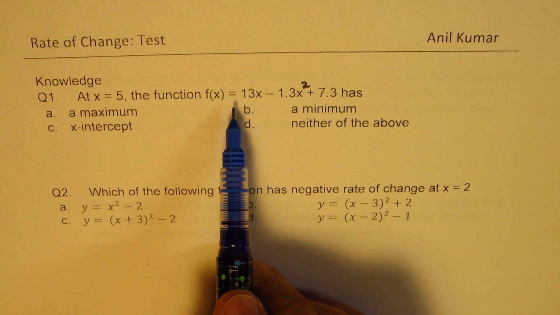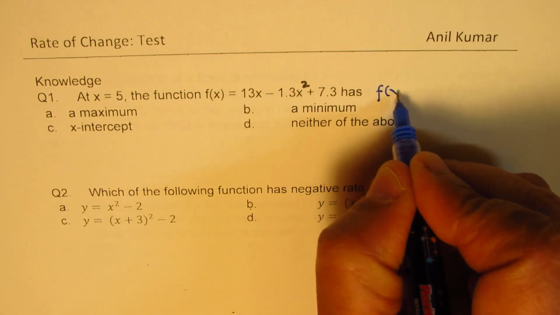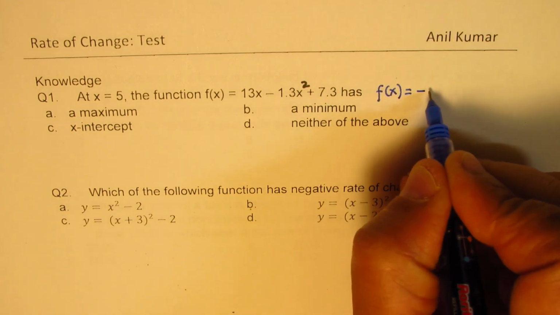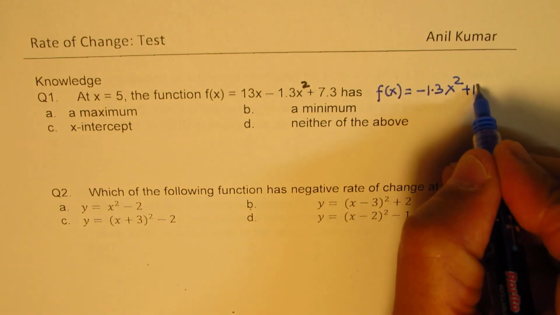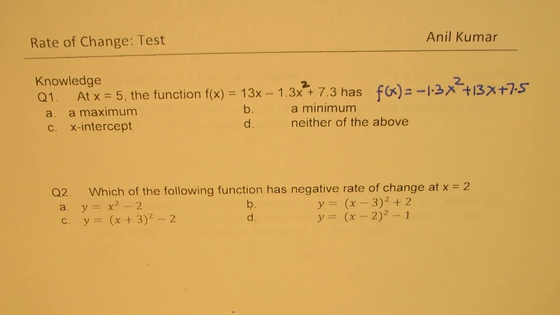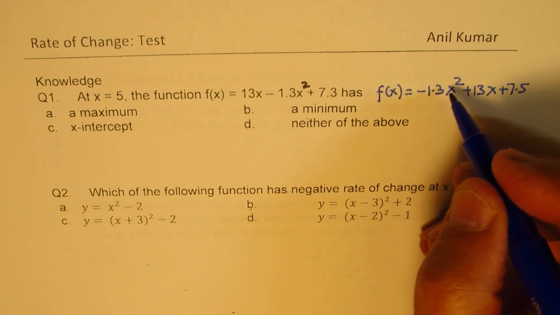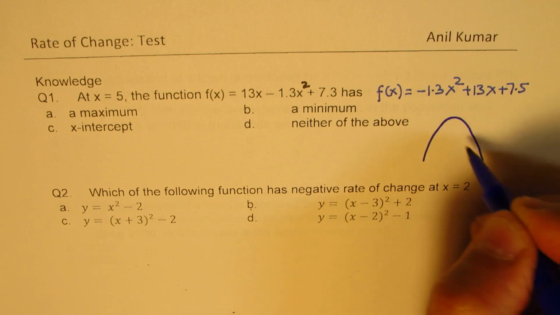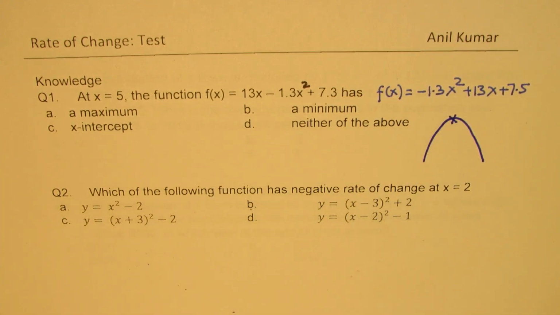Whenever you're given a quadratic function, let's first rewrite this in standard form, which will be minus 1.3x squared plus 13x plus 7.3, correct? So that is your function. Since we have minus 1.3x squared, that means the parabola is opening downwards. So we could have a maximum in this particular case. Let's find where the maximum will be.